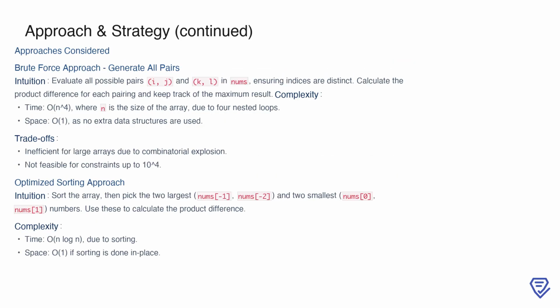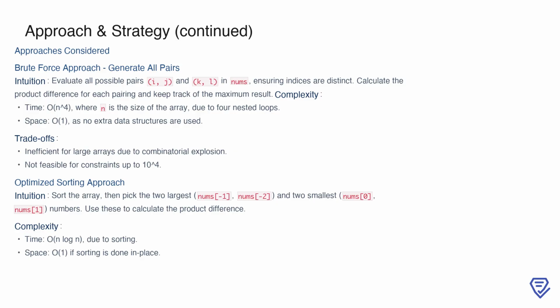One approach we could take is a brute force method. This involves generating all possible pairs of indices, i, j, and k, l, in the array, where the pairs are distinct, and then calculating the product difference for each combination. While this guarantees correctness, it is highly inefficient. The time complexity is O(n^4), due to the 4 nested loops required to generate all pair combinations, which makes it unfeasible for larger arrays, especially as the input size can go up to 10^4.